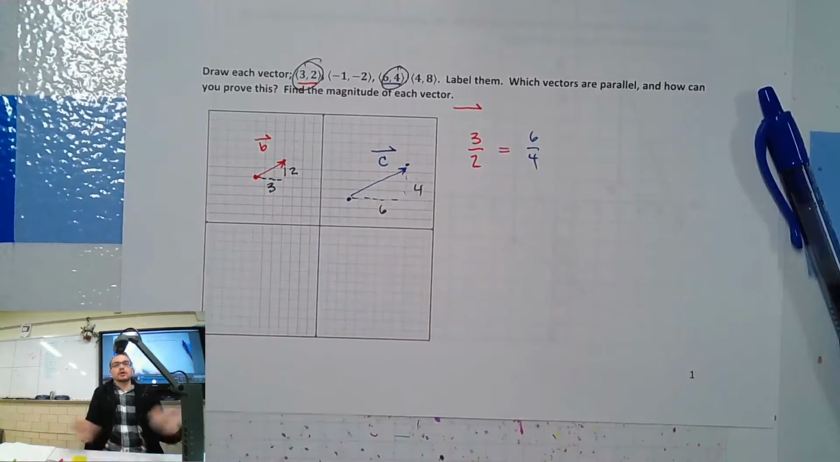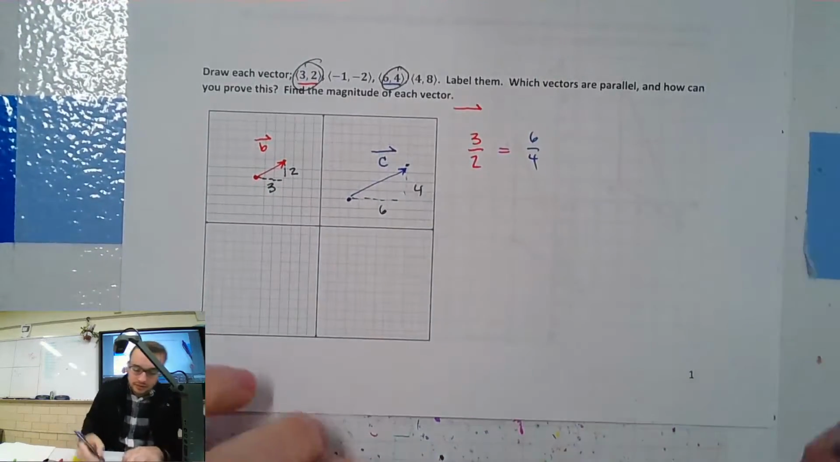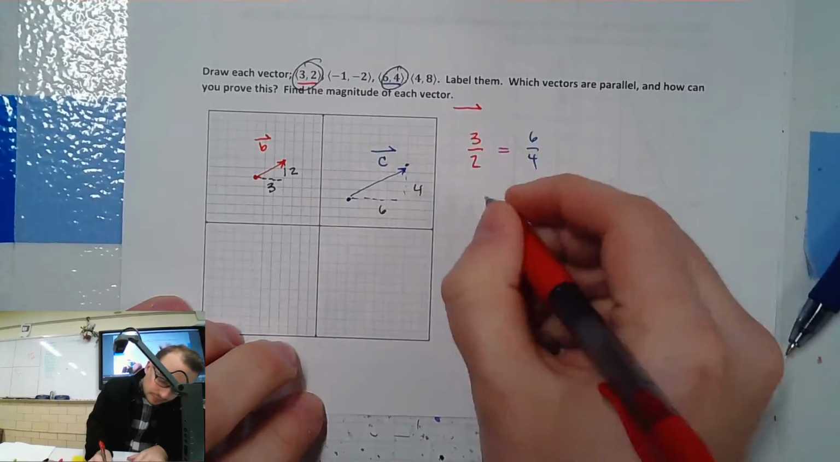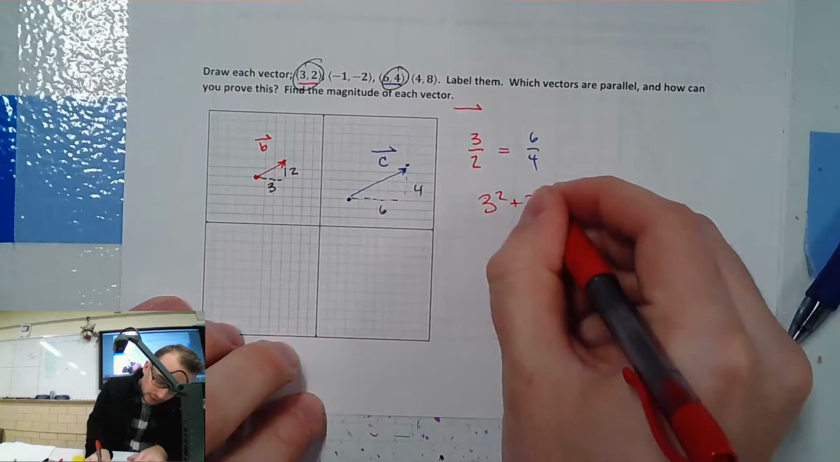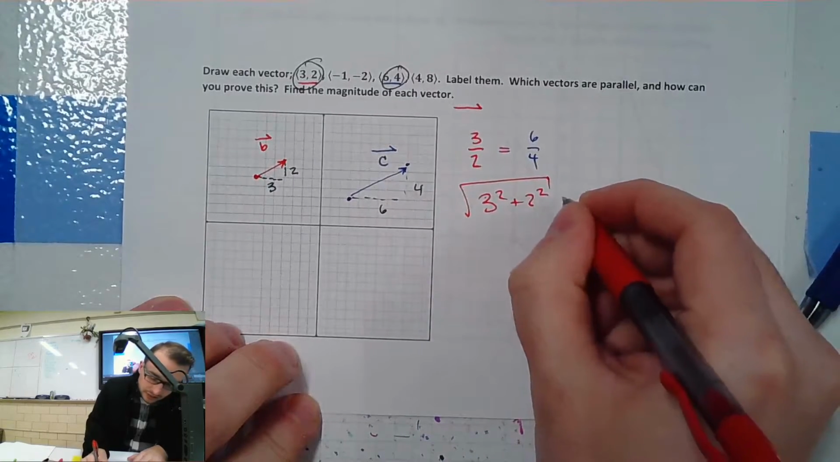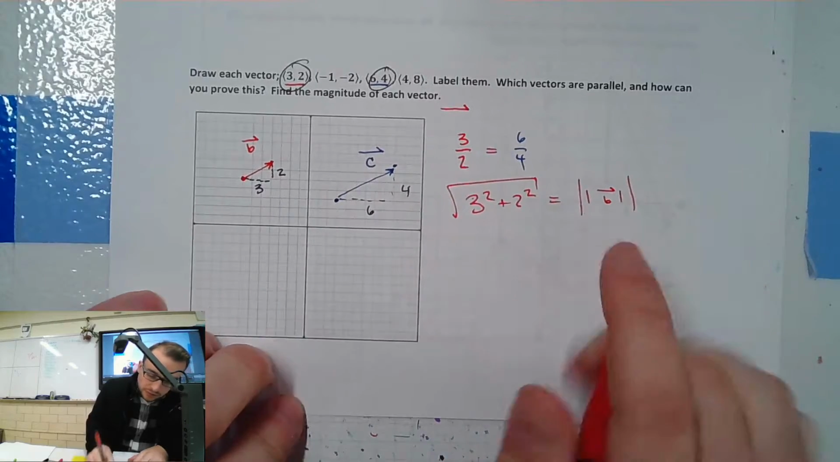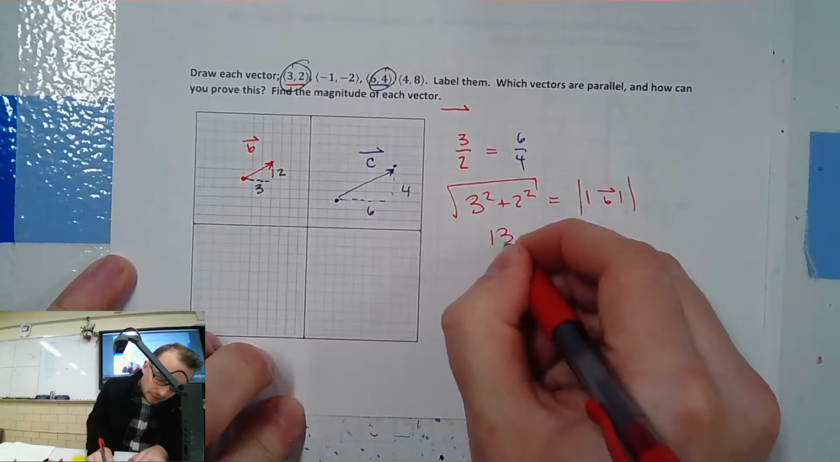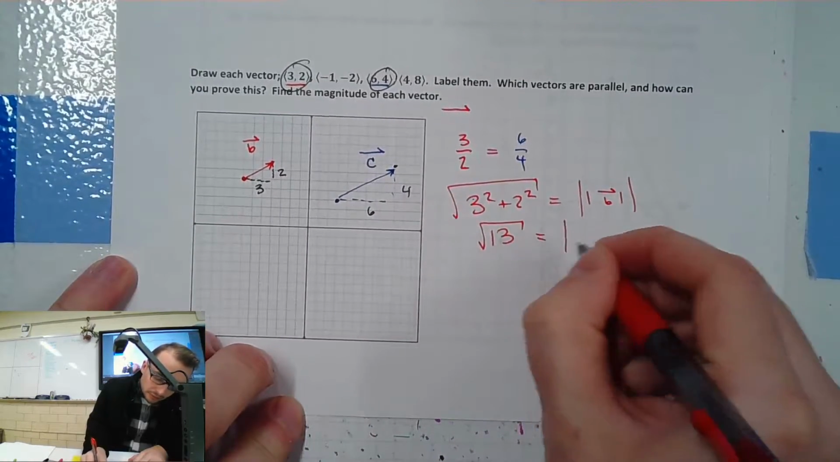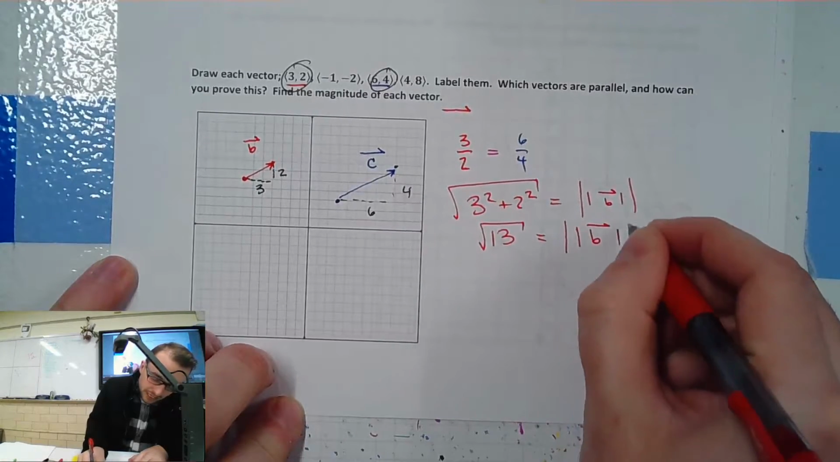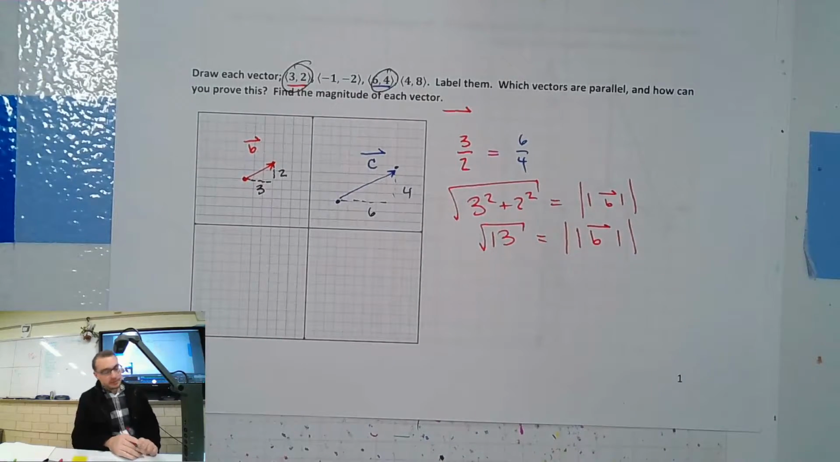3 squared plus 2 squared added together and rooted. We get this. 3 squared, 2 squared, rooted is going to get us the magnitude of vector B. 3 squared is 9, 2 squared is 4. We add them together, we get 13 rooted. So the magnitude of vector B is root 13.